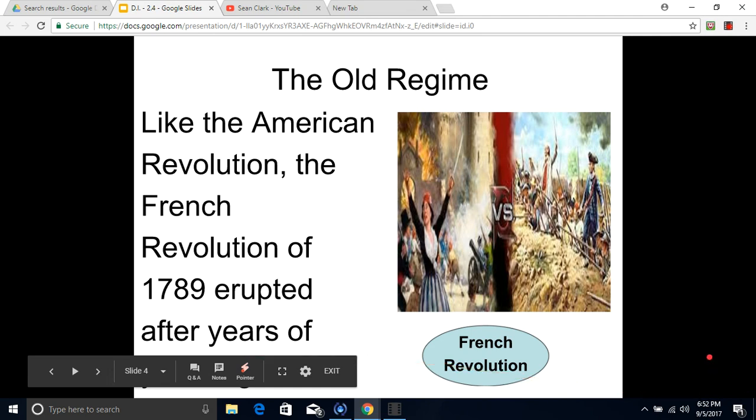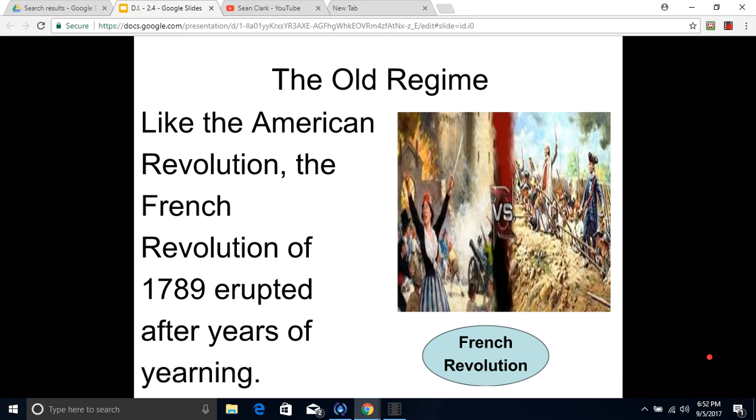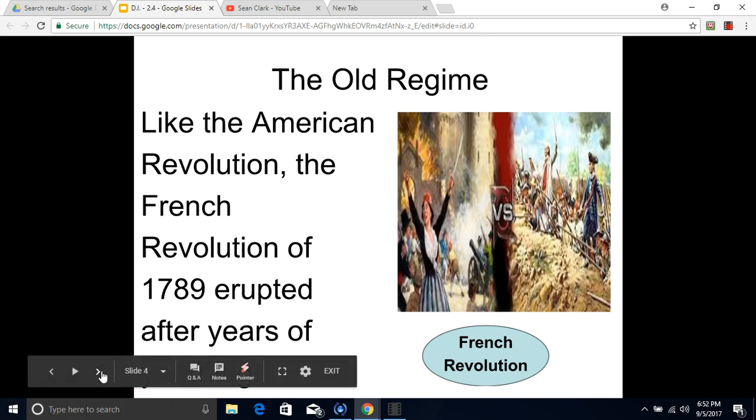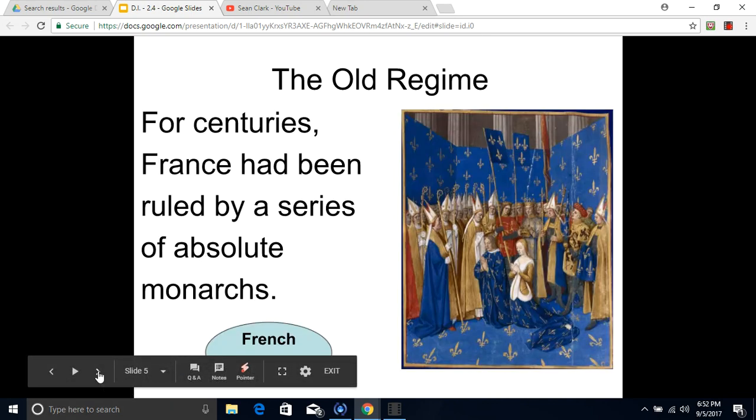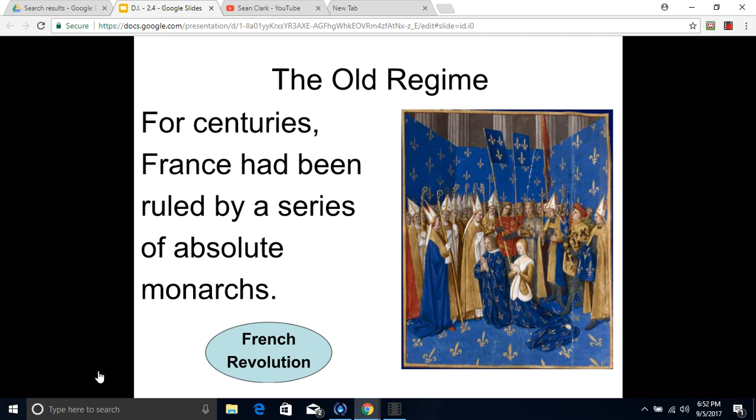The first heading is entitled The Old Regime. Like the American Revolution, the French Revolution of 1789 erupted after years of yearning. That is, this thing had been building for years. Next slide. For centuries, France had been ruled by a series of absolute monarchs.